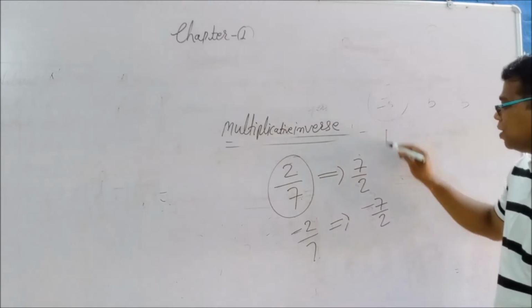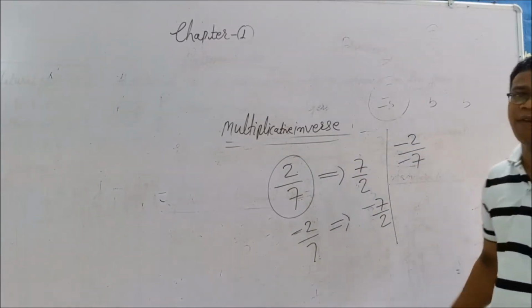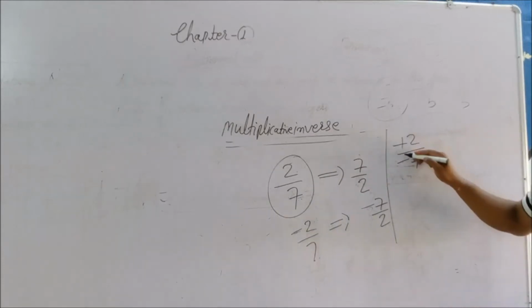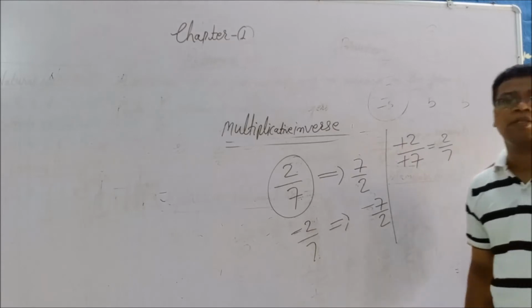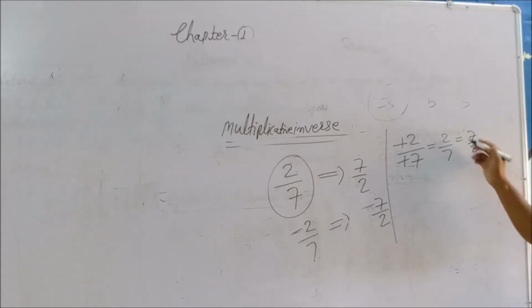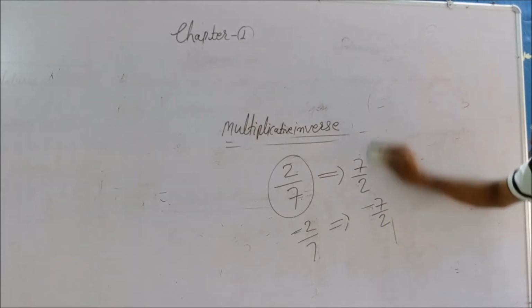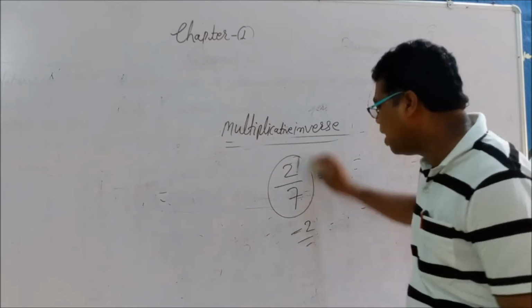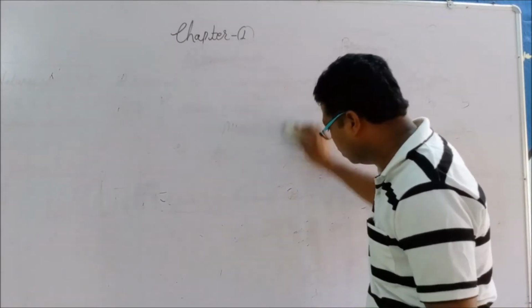So many examples we can do. If both signs are negative, for example minus 2 upon minus 7, we can cut the signs, and it converts into 2 upon 7, a positive rational number, and the answer will again become 7 upon 2. So this is all about the multiplicative inverse. These kinds of questions are generally asked in the board exams, in the 8th board.